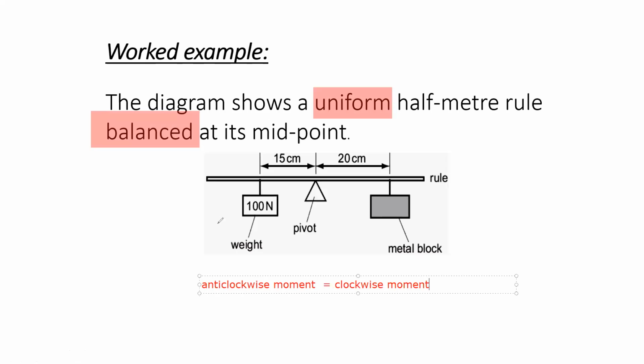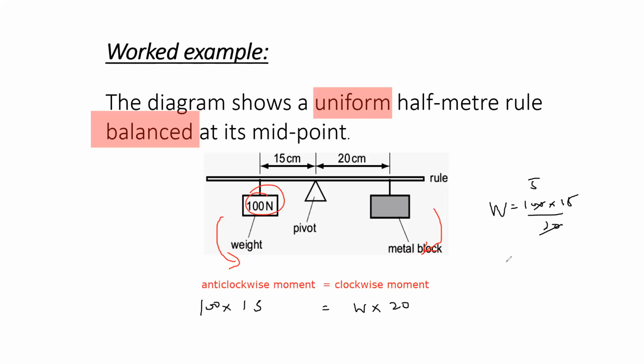So as you can see, the 100 Newton weight is causing an anti-clockwise moment. A metal block is causing a clockwise moment, and moment is force multiplied by distance. So this is a force which is 100 multiplied by the distance from the pivot, which is 15, and the force which we don't know, the weight of the object, say W, and the distance from the pivot is 20. So if we need W, that is equal to 100 multiplied by 15 divided by 20. So when we solve, it will be 5 multiplied by 15, which is equal to 75 Newton.